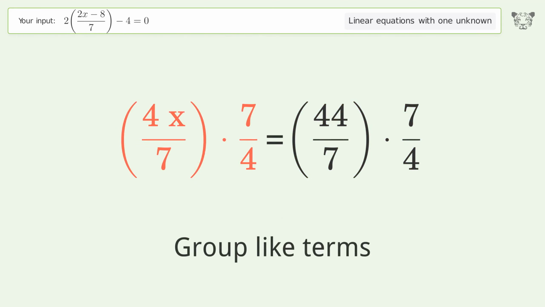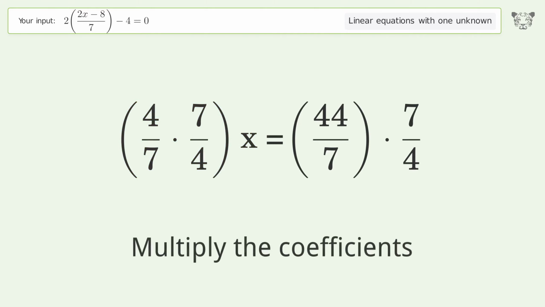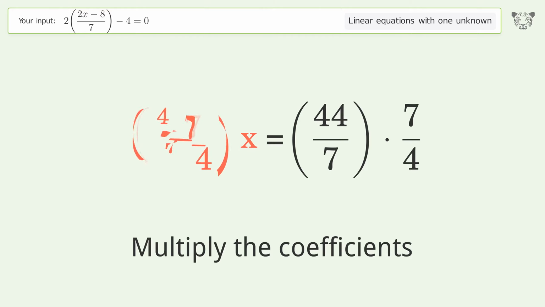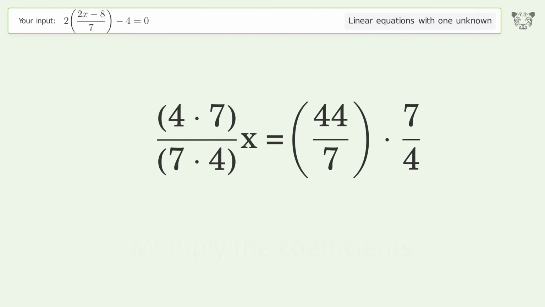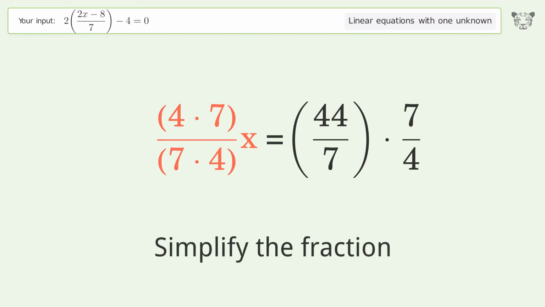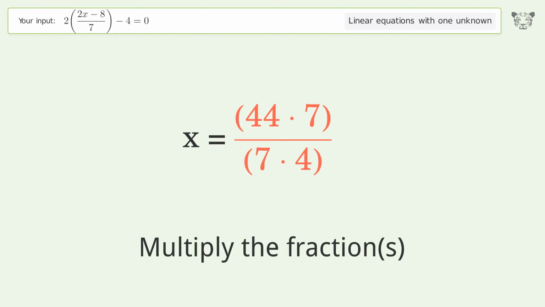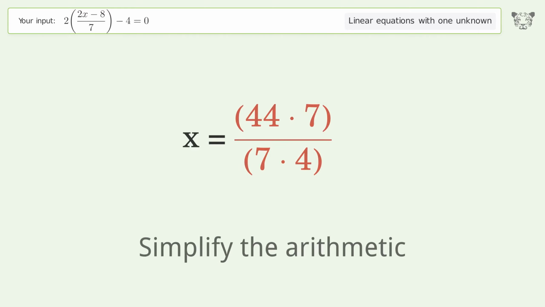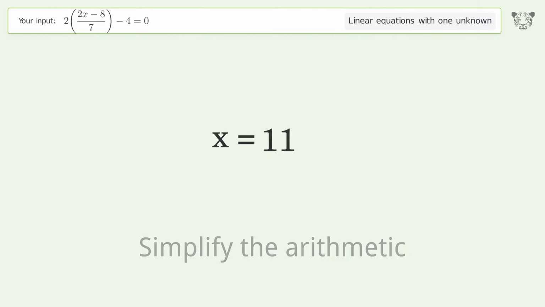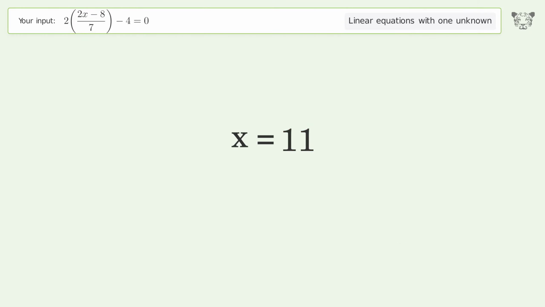Group like terms. Multiply the coefficients. Simplify the fraction. Multiply the fractions. Simplify the arithmetic. And so the final result is x equals 11.